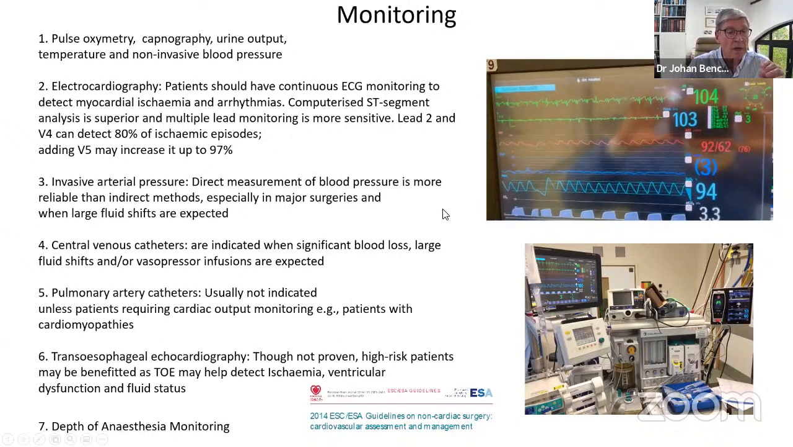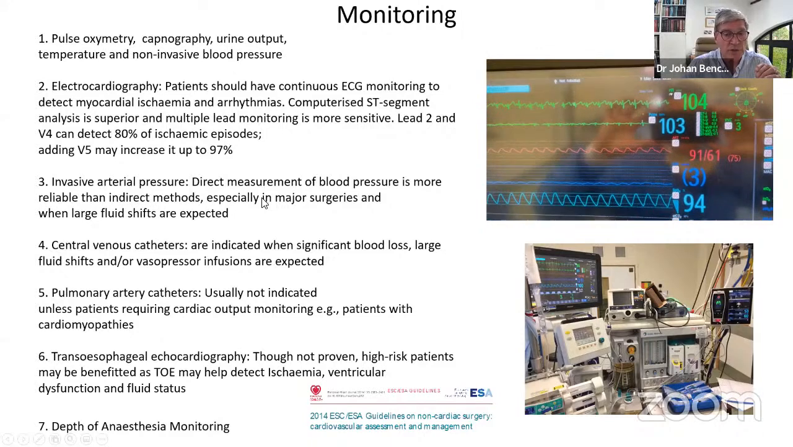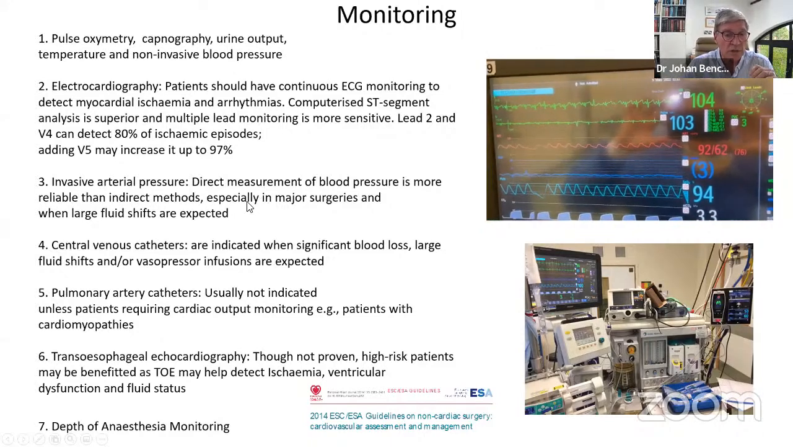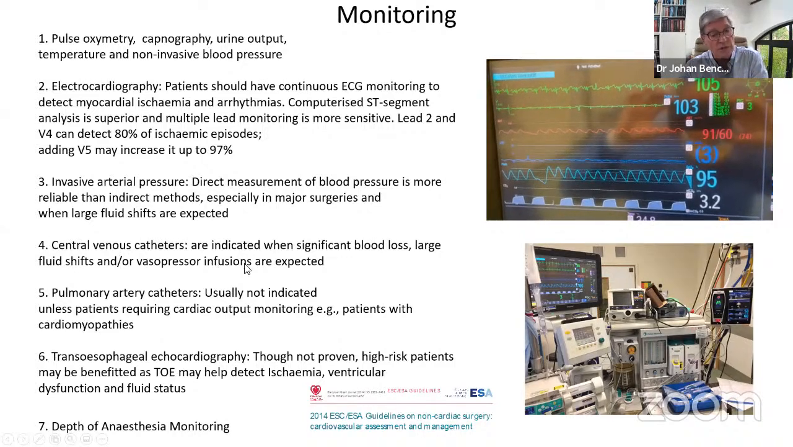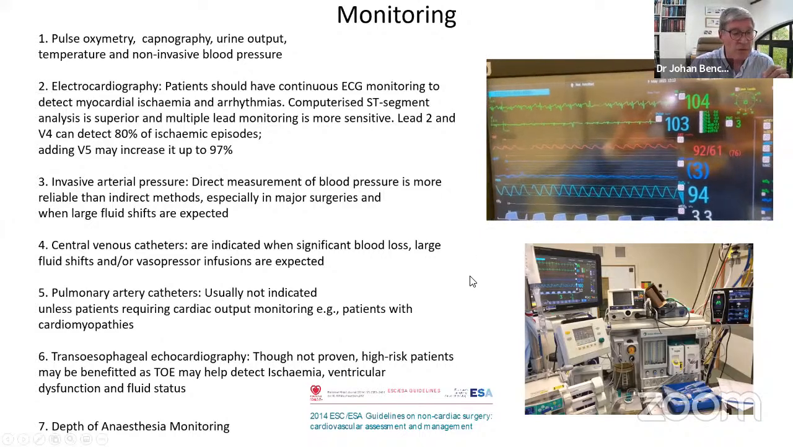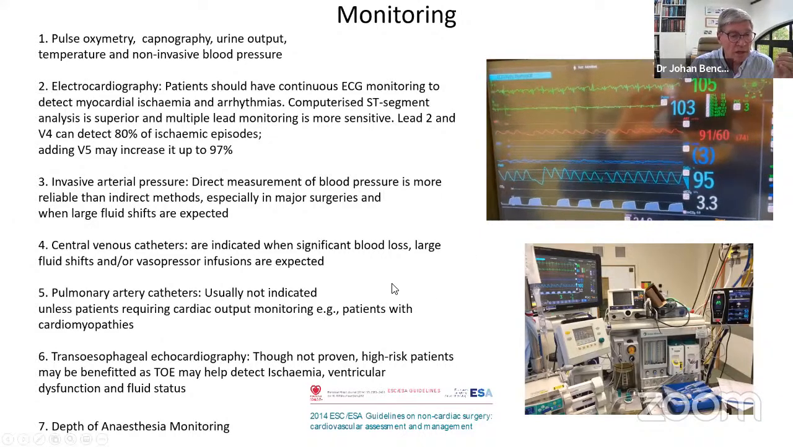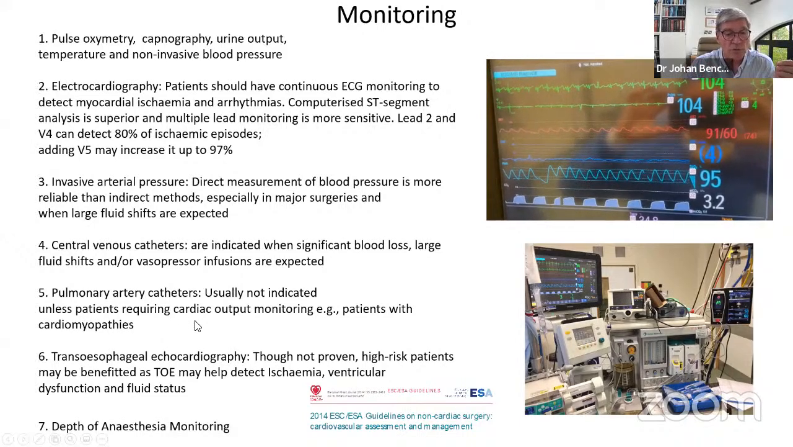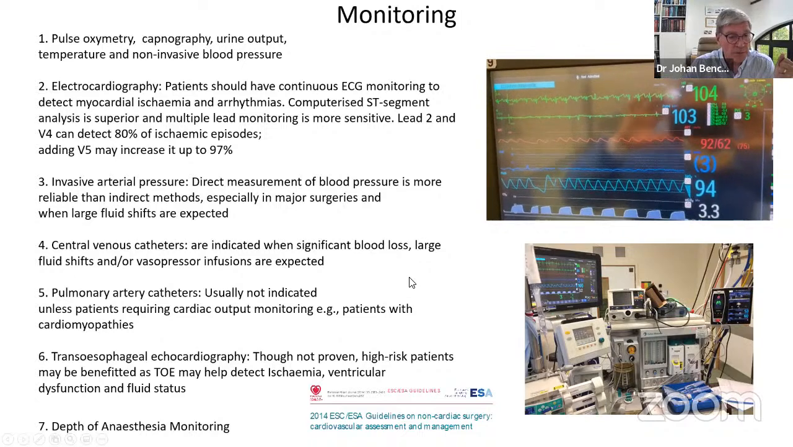Lead 2 V4 can detect 80% of ischemic episodes, and adding V5 may increase up to 97% of the episodes that you can see. Preferably invasive blood pressure. If you can have invasive, please go for invasive blood pressure so you get beat to beat. This can onset very, very quickly. CVP catheters, if they've got major blood loss and large fluid shifts, do your CVPs.